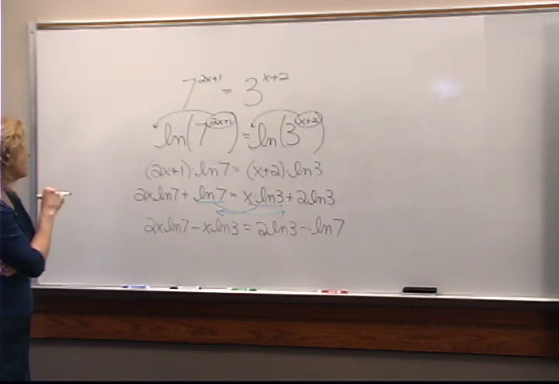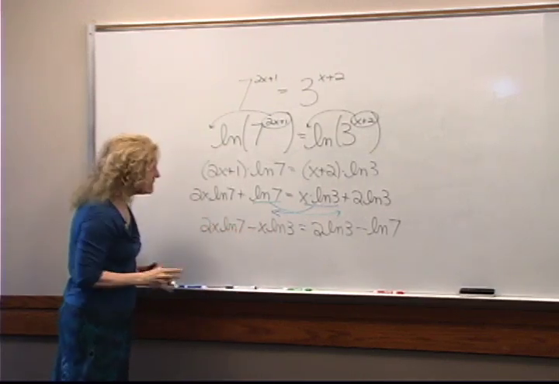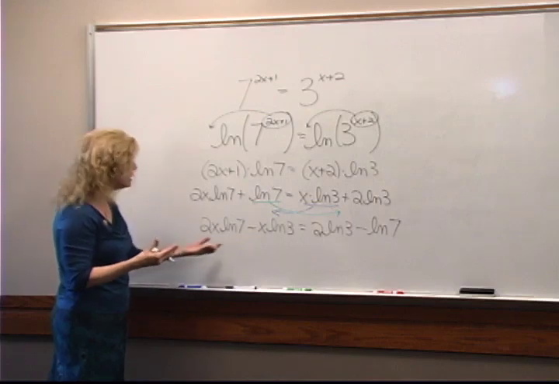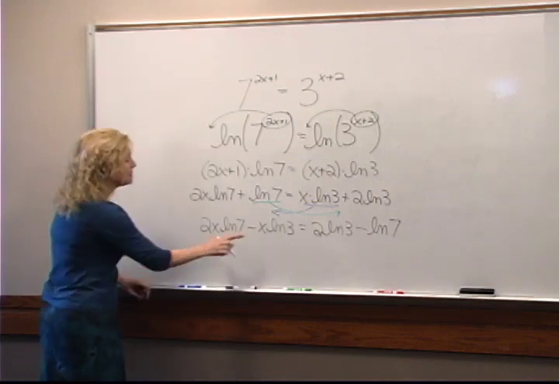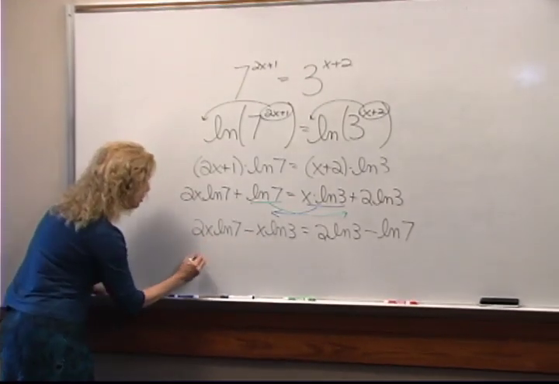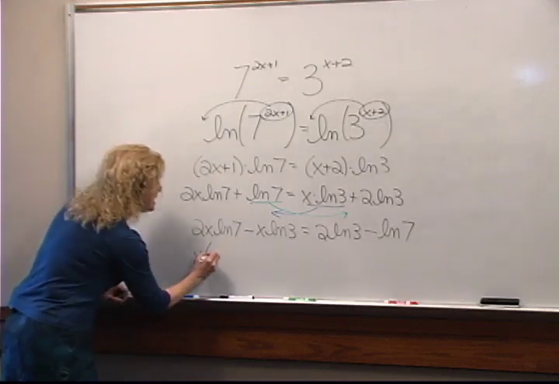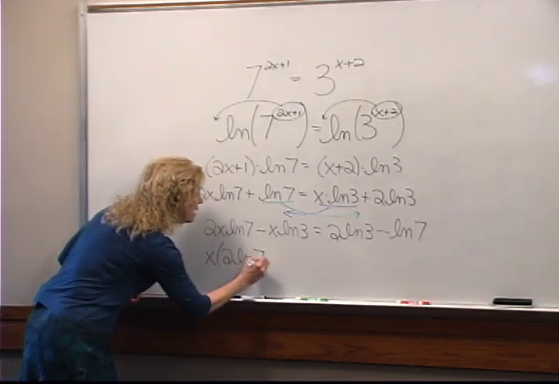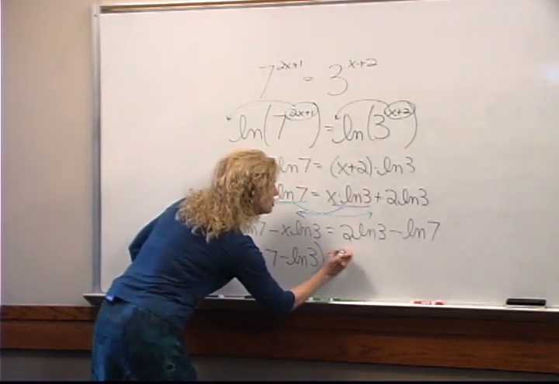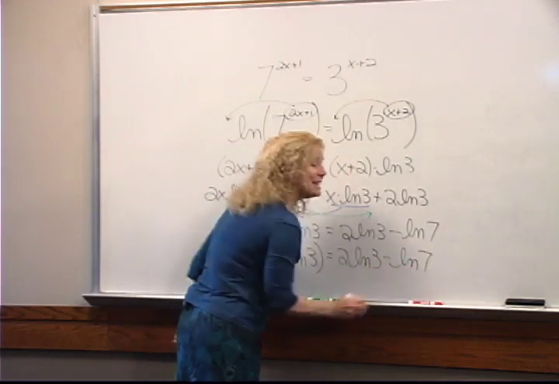Now remember, I had to get all the x terms over here on the left-hand side so that I could get them together. And believe it or not, these are like terms. I'm going to factor out the x, though, in order to do the subtraction. And I have x times 2 natural log of 7 minus natural log of 3 is equal to 2 natural log of 3 minus natural log of 7.